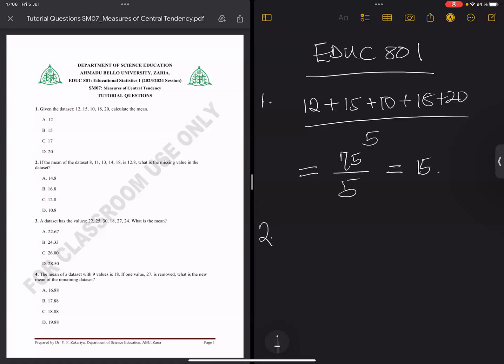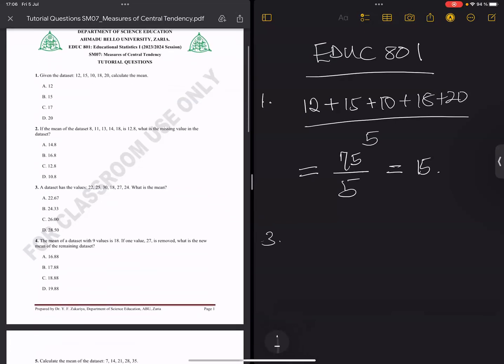Okay, so let's go to the second problem. Or perhaps we should take the odd numbers first. If time permits, then we come back to the even ones. So in this case, I'm going to take question 3 instead of question 2. Question 3 says, a data set has the following values. Almost the same as the first one. What is the mean? You sum the items and then you divide by the number of items.